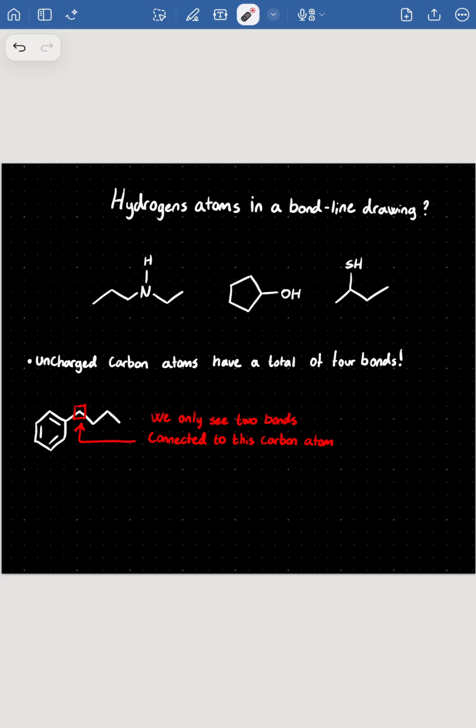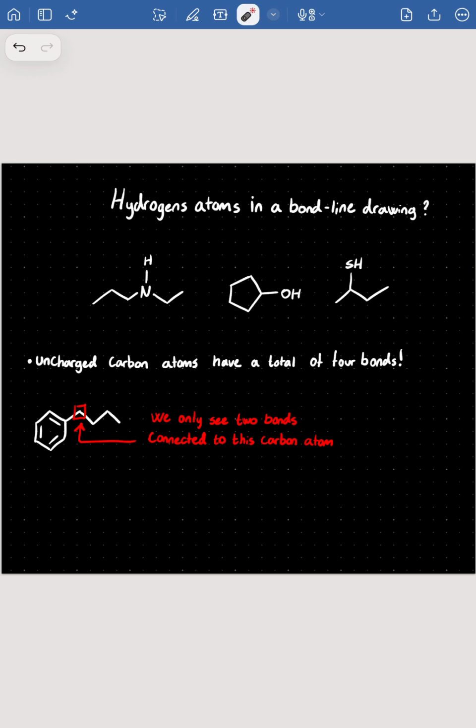An uncharged carbon atom always has 4 bonds. Always, not usually, not unless it's tired, always. You may be wondering, why 4? Why not 5, 6, 7? Why only 4? Because carbon has 4 orbitals, and it wants all of them occupied. I'll get into another video about orbitals and what they are.